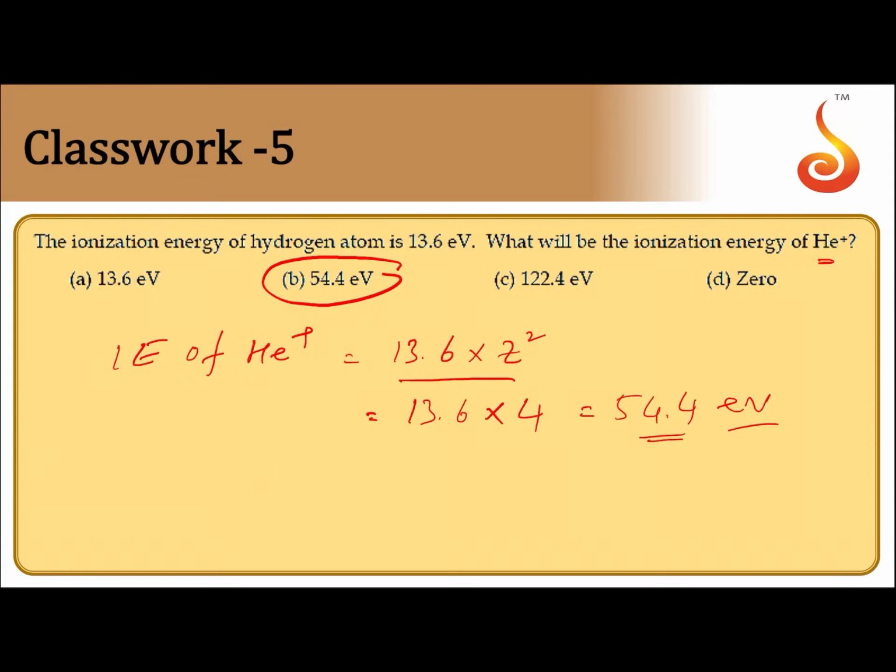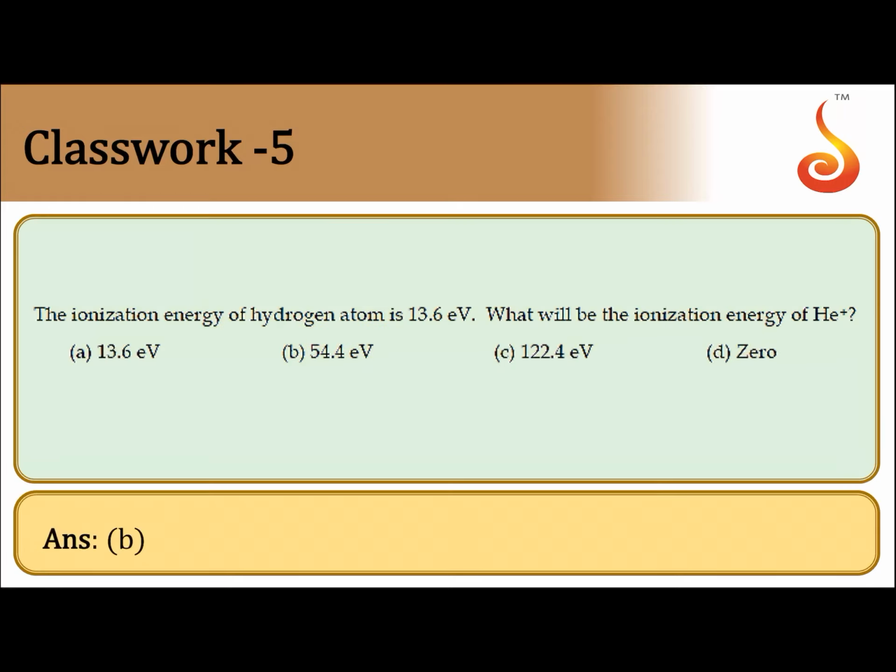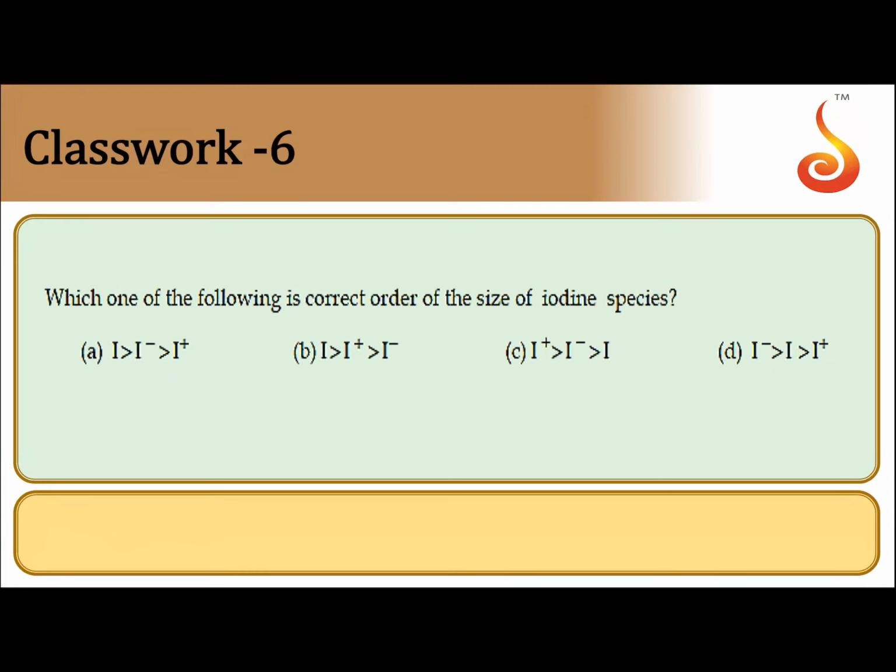So the formula of ionization energy is equal to 13.6 into Z square, where Z is the atomic number of the unielectronic species. Here Z is equal to 2, 2 square is 4, 13.6 into 4, so we have 54.4. So the answer is 54.4, that is option B.